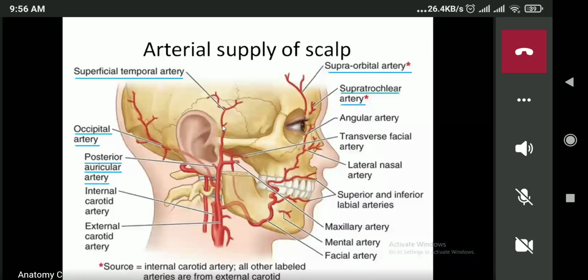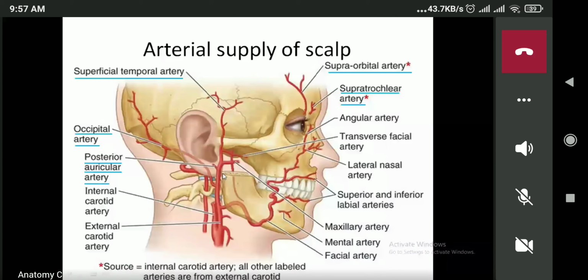We can even feel the pulsation of the superficial temporal artery. If we place our fingertip just in front of the auricle, at the preauricular point, we can feel the pulsation. Try it, you can feel it. So the superficial temporal artery is a terminal branch of the external carotid artery.